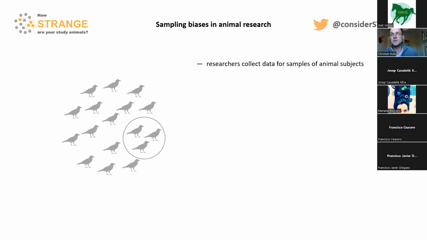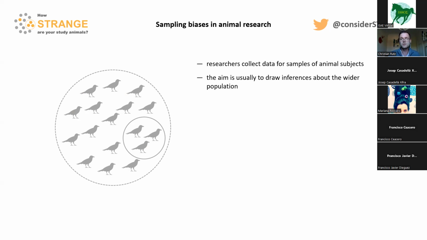Researchers usually collect data for samples of animal subjects. We don't have the capacity and we shouldn't study whole populations, but we draw samples and then use these samples usually to draw inferences about the wider population. So in this hypothetical example, I collected data for three of these crows to make inferences about the larger population.